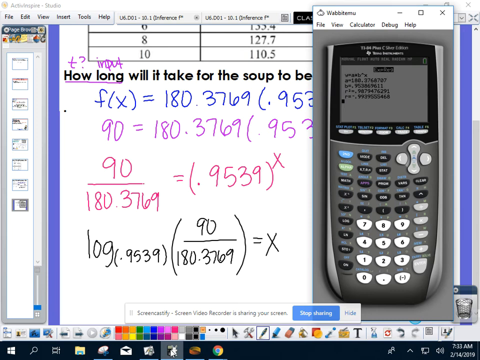Now, our final answer is just a couple calculator strokes away. You'll go ahead and hit math and scroll up. You'll see log base as an option, and our base is 0.9539. And then we'll also enter in 90 divided by 180.3769. So my answer, 14.7307.